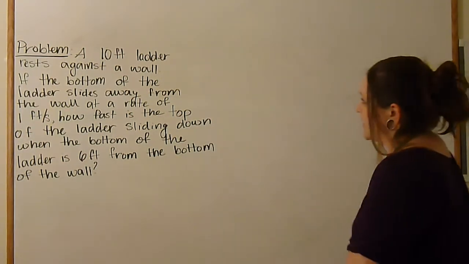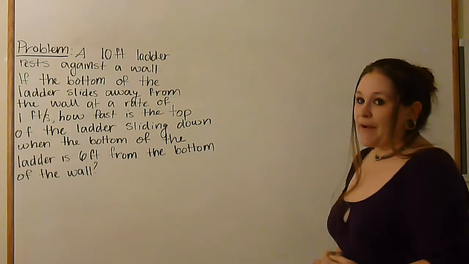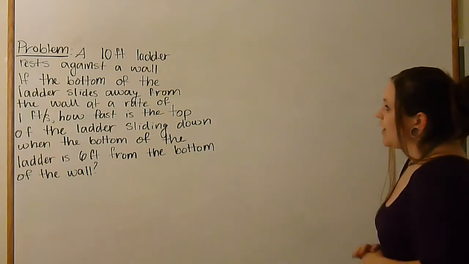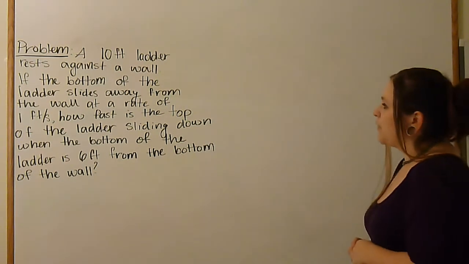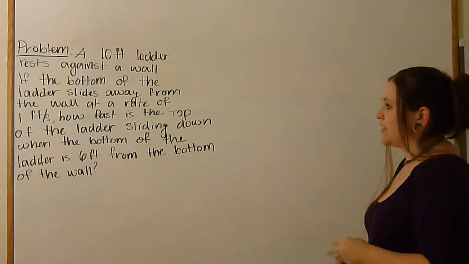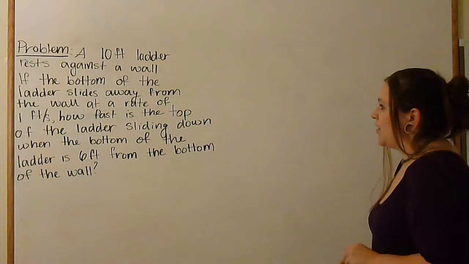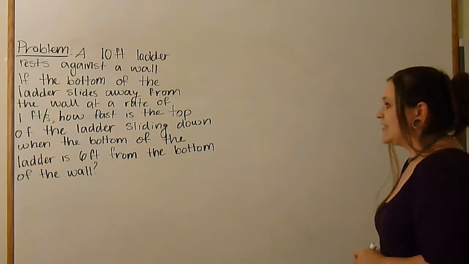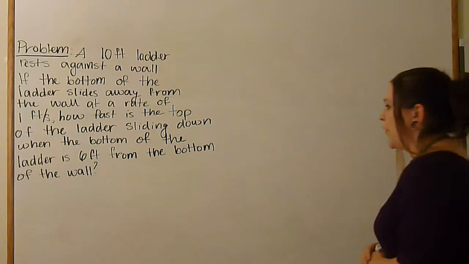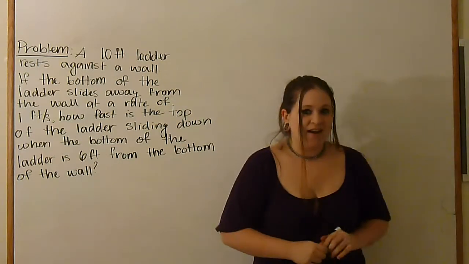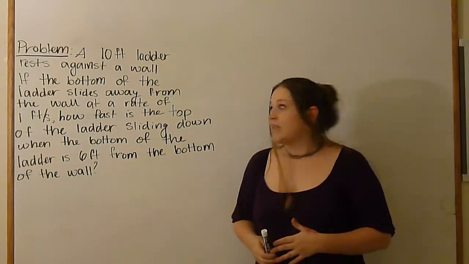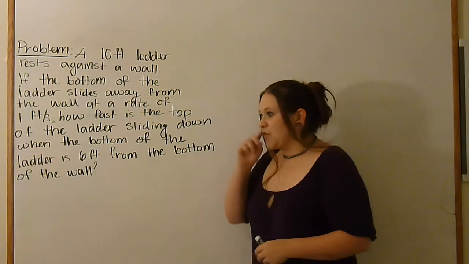So the problem says, we have a 10-foot ladder that rests against a wall. If the bottom of the ladder slides away from the wall at a rate of 1 foot per second, how fast is the top of the ladder sliding down when the bottom of the ladder is 6 feet from the bottom of the wall?